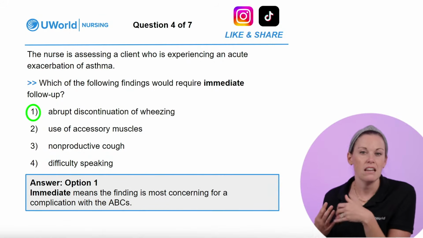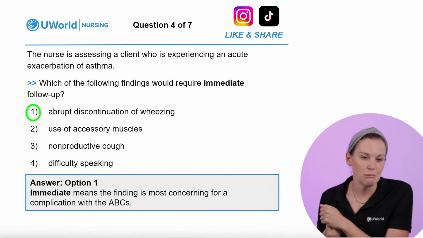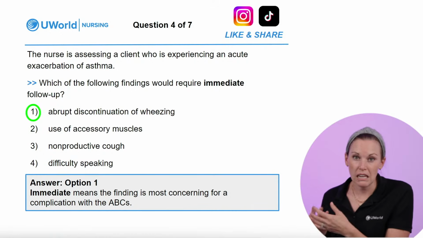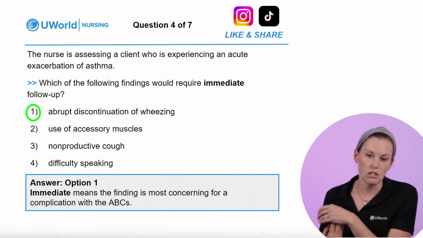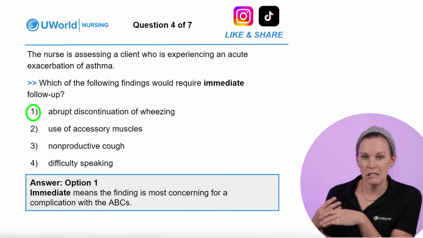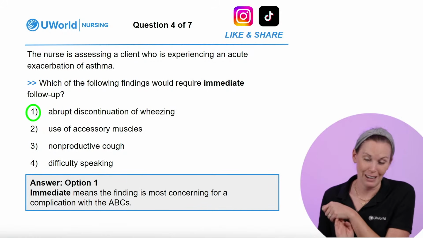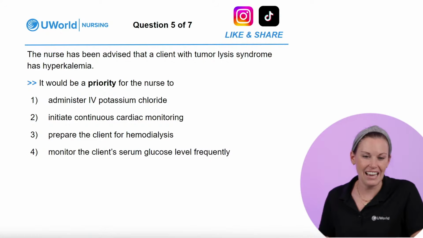Those are things that, unfortunately, accompany an asthma attack, but we're definitely not expecting an abrupt discontinuation of wheezing. Wheezing, yes, we would expect, but not stopping of wheezing. That would be not good. All right, good work, you guys.